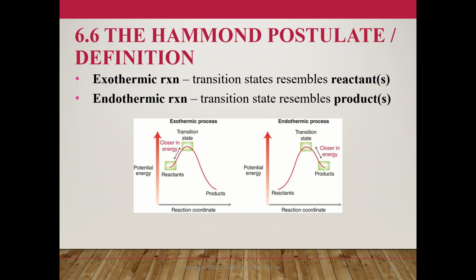For endothermic reactions, you are overall absorbing energy, and there is more energy in the product state than in the reactant state. So every time we need to absorb energy to get to the transition state. Because the transition state is absorbing energy, its energy position is going to be closer to the products in energy. Therefore, it will look more like the products.